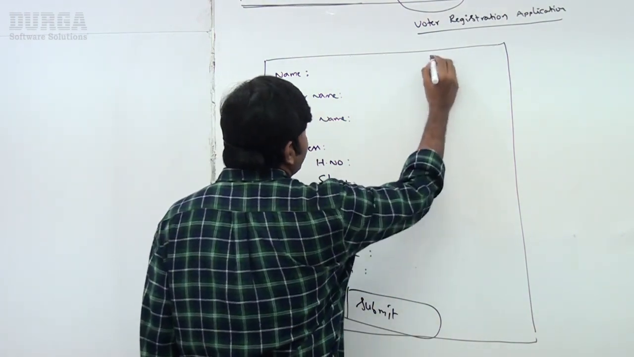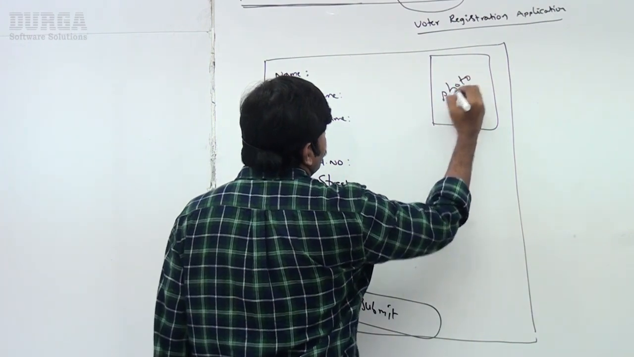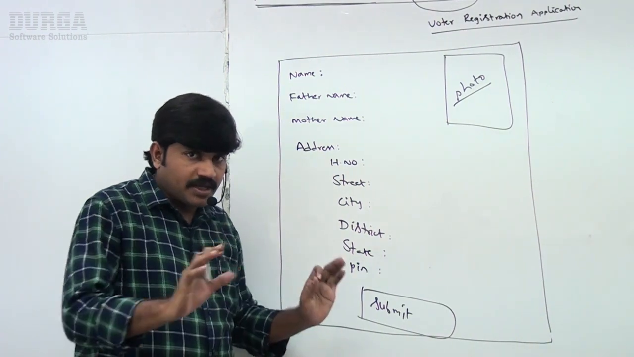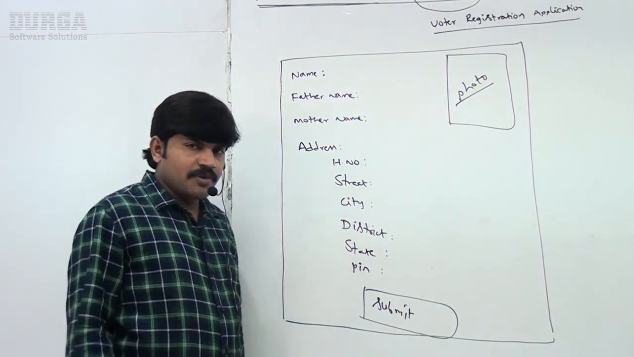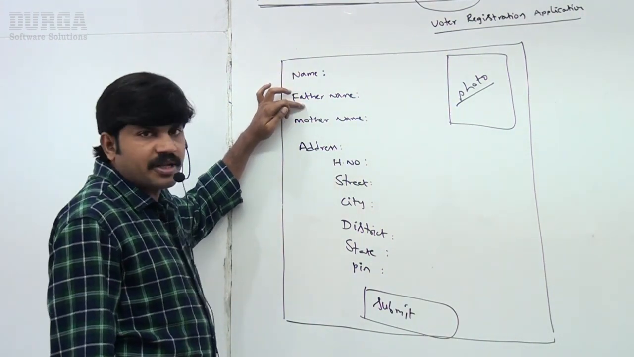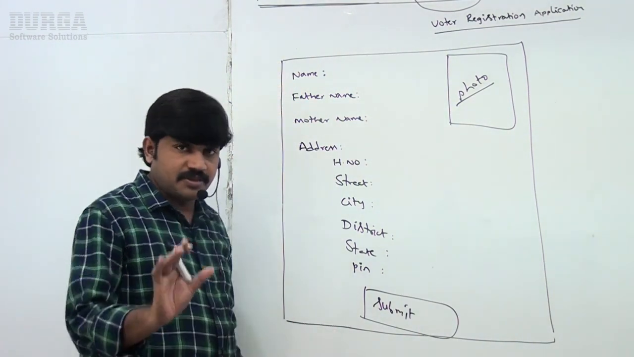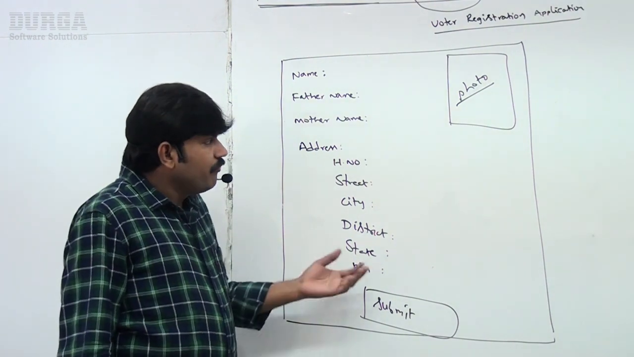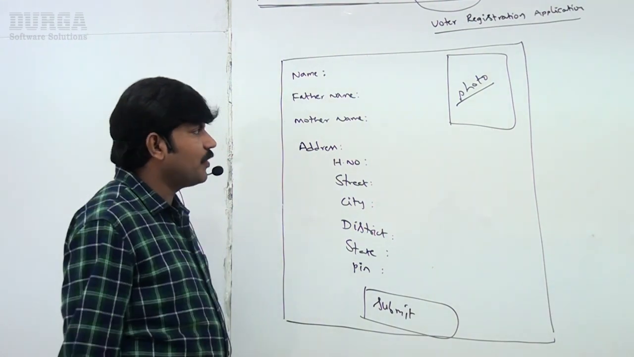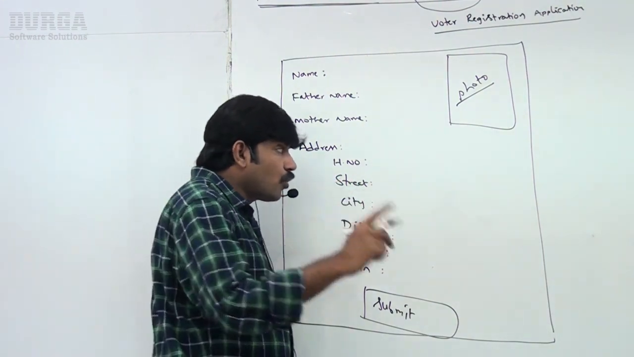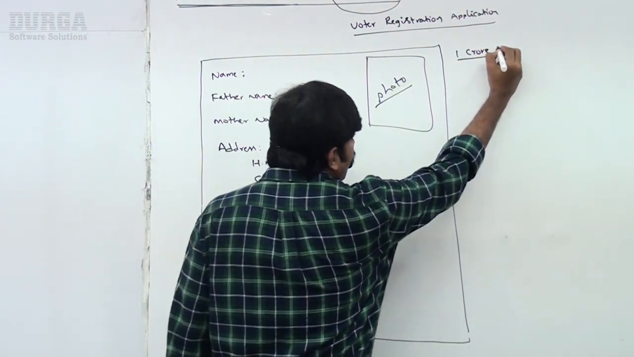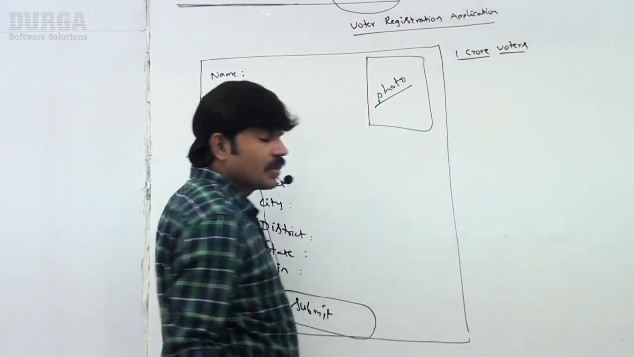Next, here we are required to upload our photo also. Assume that this is a small voter registration application. Now take a very special care. For every user, name must be required, father name must be required, mother name must be required, address, all these things must be required. Now within Hyderabad, assume, India, Telangana, Hyderabad, 1 crore voters are available. How many voters? 1 crore voters are available. Assume.